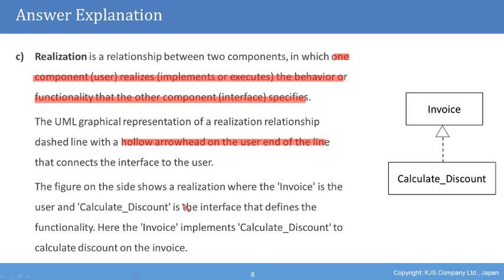The figure on the right shows a realization where the invoice is the user and calculate discount is the interface that defines the functionality. Here, the invoice implements calculate discount to calculate discount on the invoice. And you can see that the hollow arrowhead is on the user end of the line, which is the invoice, and calculate discount is the interface.